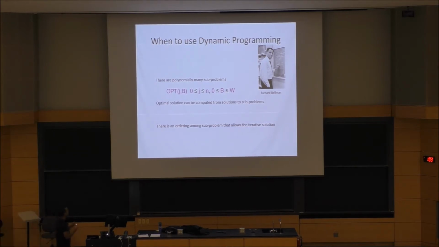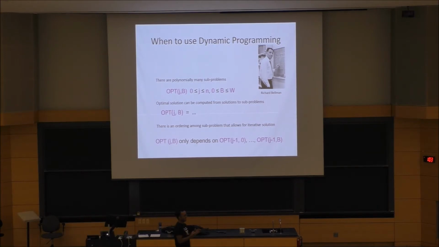Then you want an optimal solution that can be computed from solutions to subproblems. And this basically forms a recurrence formula. In this case, it's quite long, so I'm just not writing it down. But we did it last time. And there is an ordering among subproblems. So for this subset sum problem, the observation was, even though you don't see it here, if you look at the recurrence, opt of j comma b actually only depends on these values in the previous column.